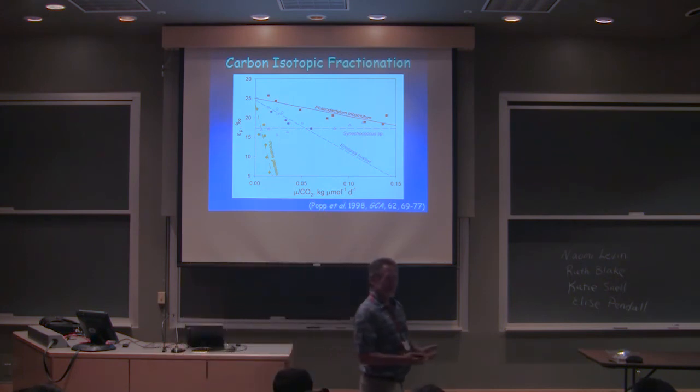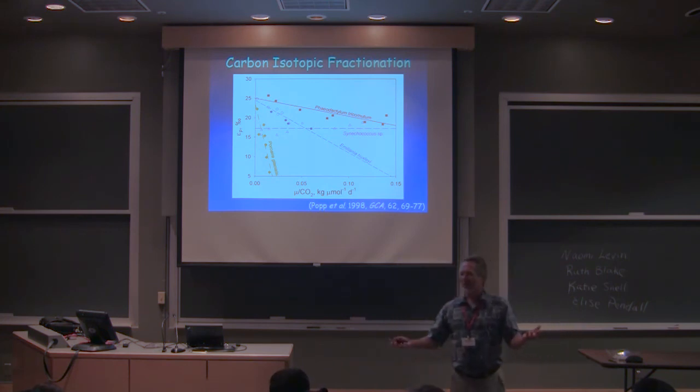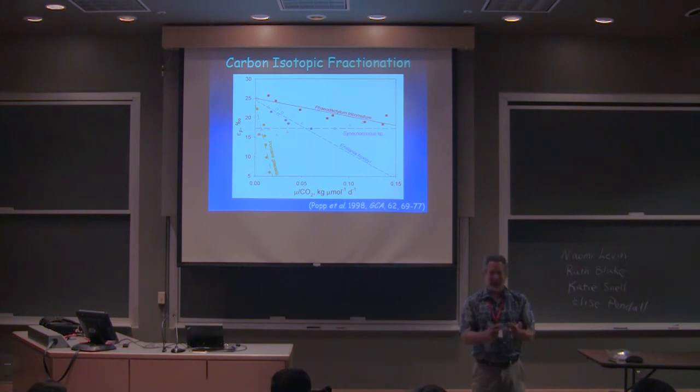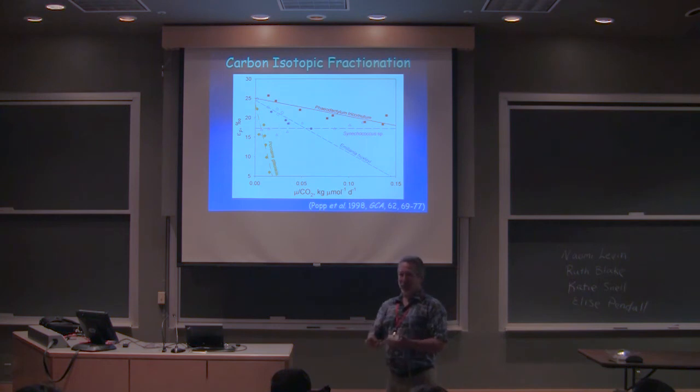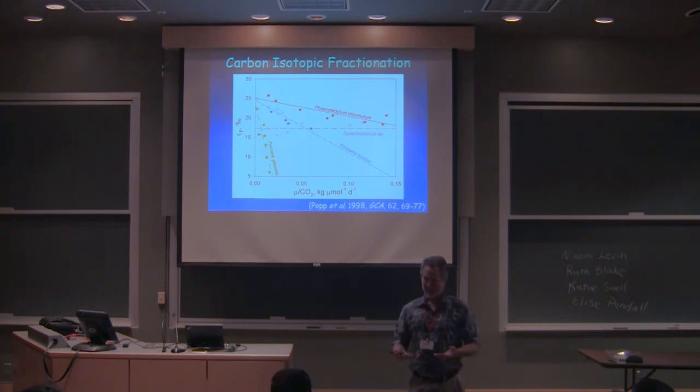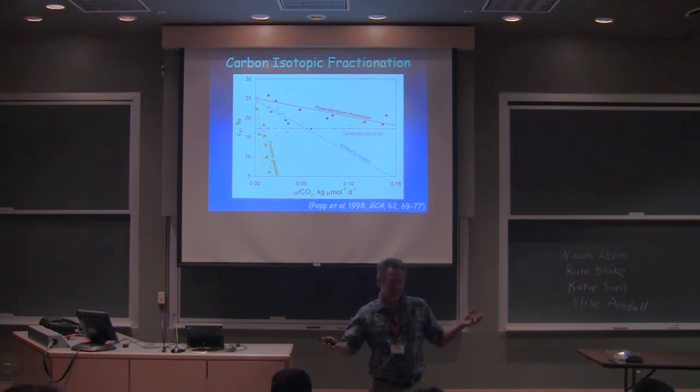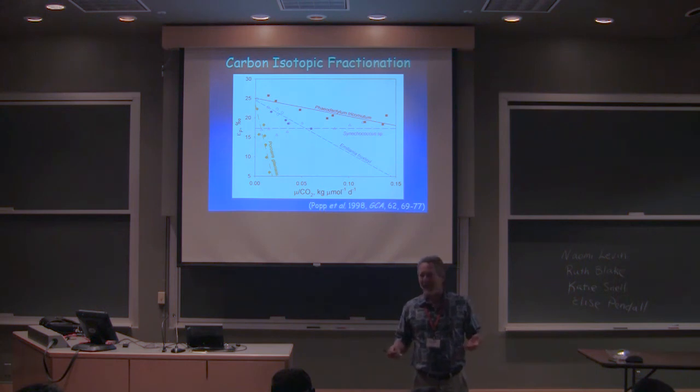In seawater, what are the forms of inorganic carbon? A hint, aqueous CO2. What else? Bicarbonate and carbonate. At the pH of seawater, what is the most abundant form? Bicarbonate. What's the difference in the carbon isotopic composition between CO2 and bicarbonate at about 20, 22 degrees? About 8 or 9 per mil.